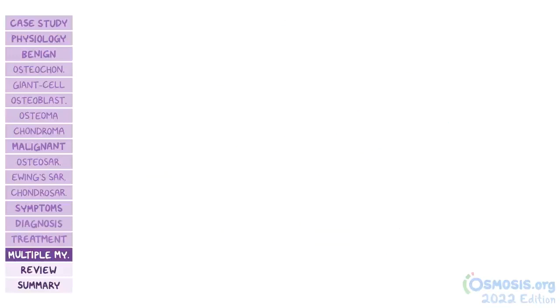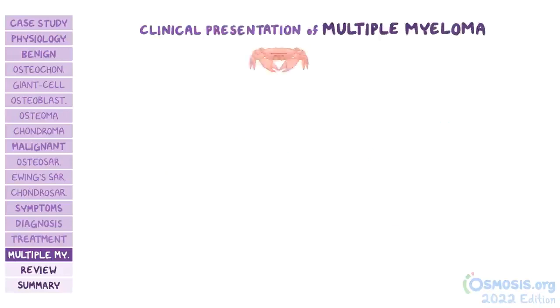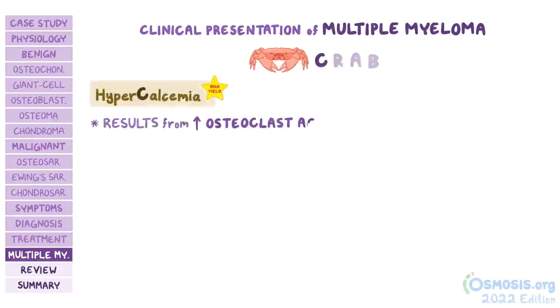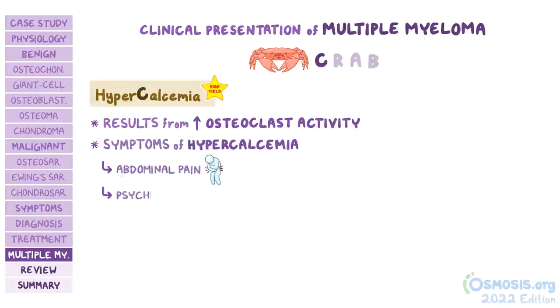Now, a high-yield concept is the clinical presentation of multiple myeloma, which can be summarized with the mnemonic CRAB. C is for hypercalcemia, which results from increased osteoclast activity. Your exams might not just give you the lab finding, but instead give you some symptoms of hypercalcemia, like abdominal pain, psychiatric changes, constipation, or fatigue.